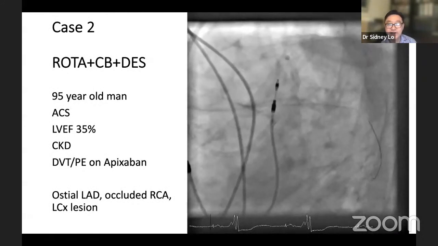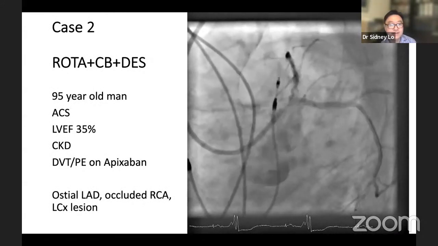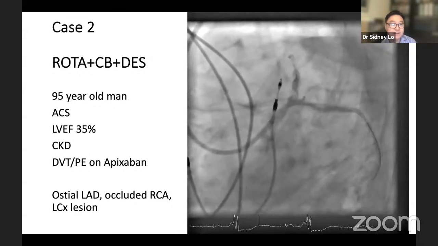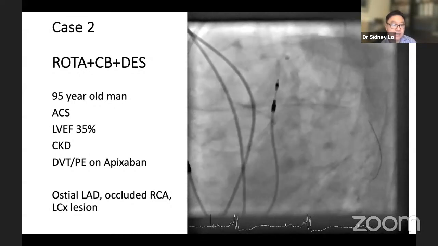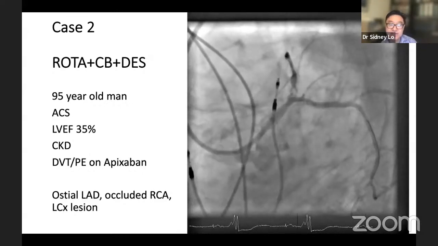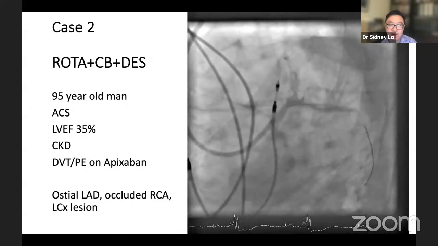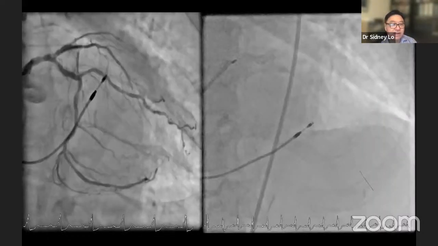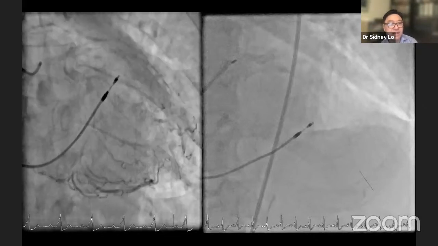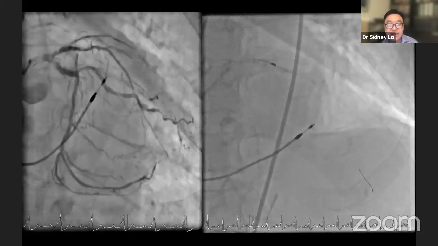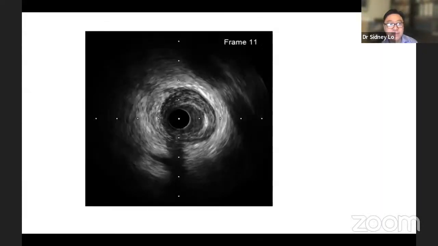This is a 95-year-old man with calcified disease, LV dysfunction, CKD, on apixaban, and this was done quite a few years ago as well. Mostly osteo-LAD, but of course plaque extends across the left main. There's some disease of the ostium of the circumflex, not particularly tight in this view. You can see in the RAO view quite a lot of calcified plaque in the osteo-LAD and distal left main region. And there's a burr going down here, I think only a 1.5 millimeter burr.